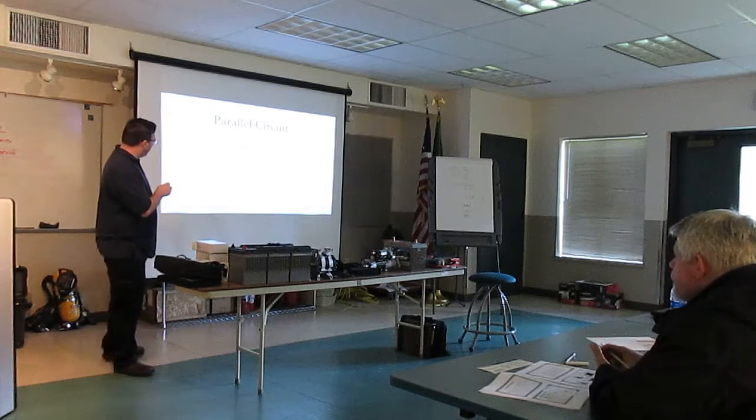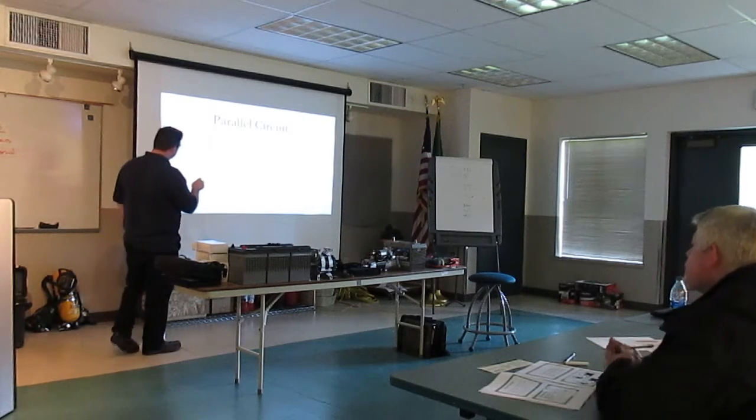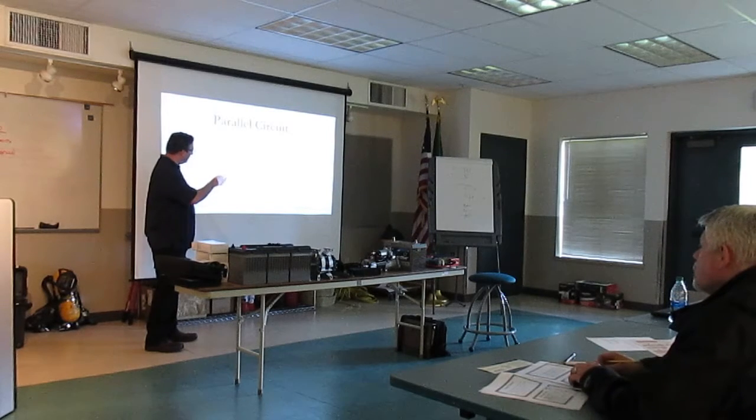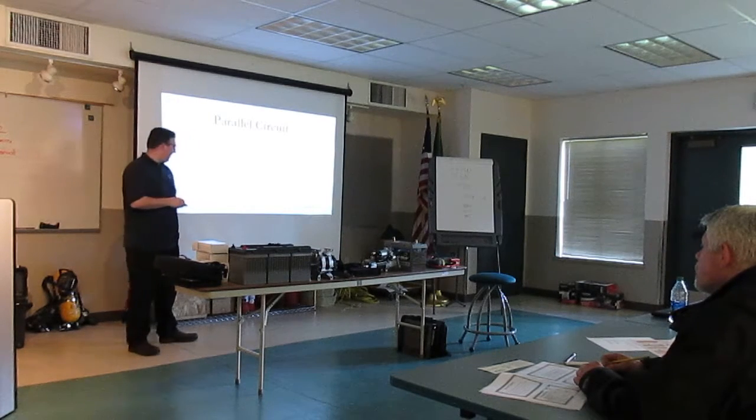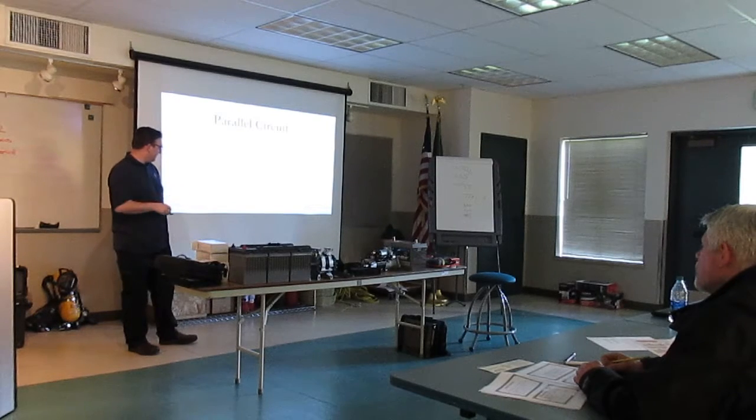Now in a parallel circuit, we have our voltage, we have our resistance going through, and we have a consistent 12 volts going through each one. We have a different amperage going through each resistance, right? Voltage is the same as the source, and we add the current of each leg for our total current.